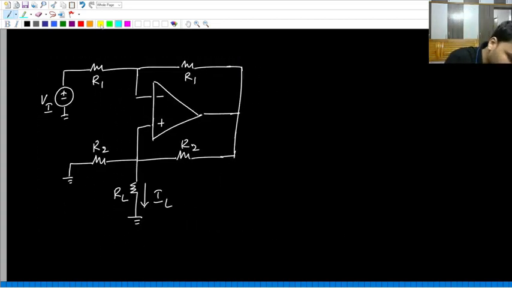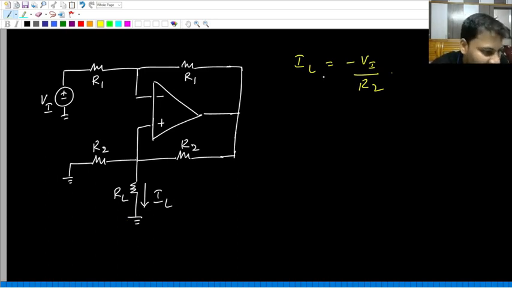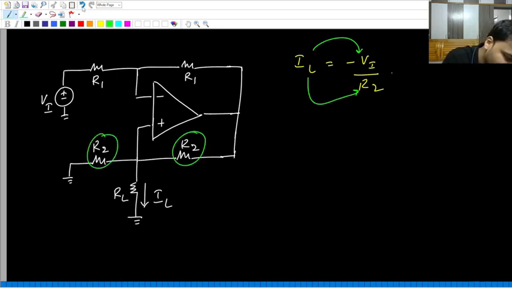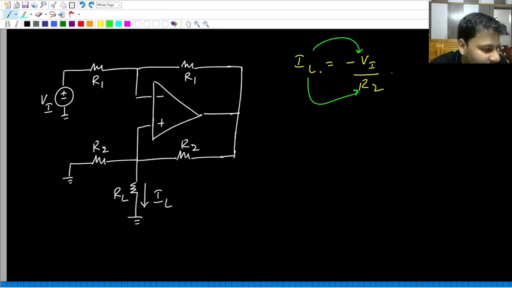So what did we get? IL is equal to minus VI by R2. What is this IL? It is the current flowing through this load resistance. And look at the expression for IL. It depends on VI. It also depends on the value of R2, which is either this or this. Whereas IL is flowing through the load resistance RL. So in the expression for IL, is there any RL? There is no RL. There is VI, there is R2, but there is no RL. So if the expression for IL does not contain RL, that means IL is independent of RL.